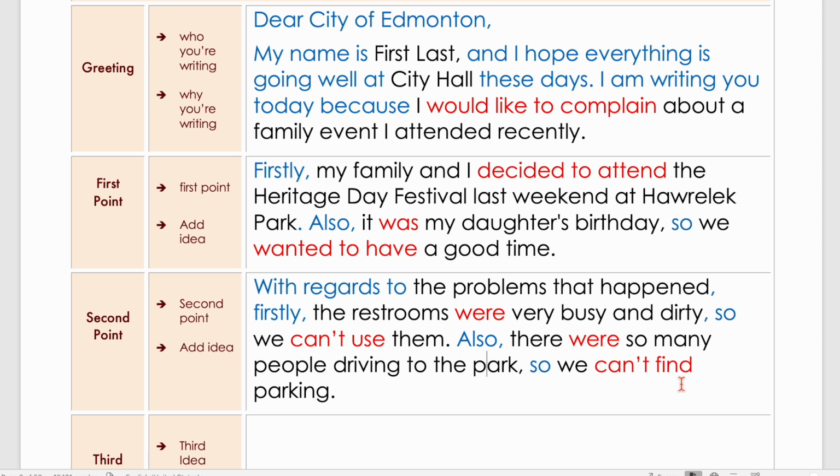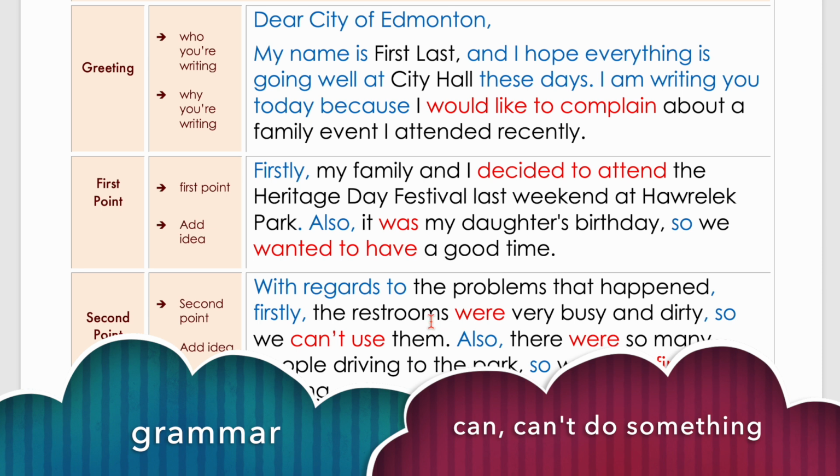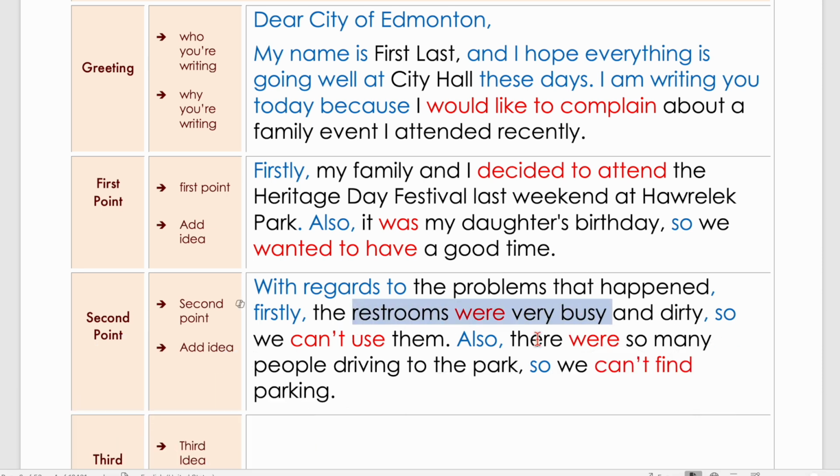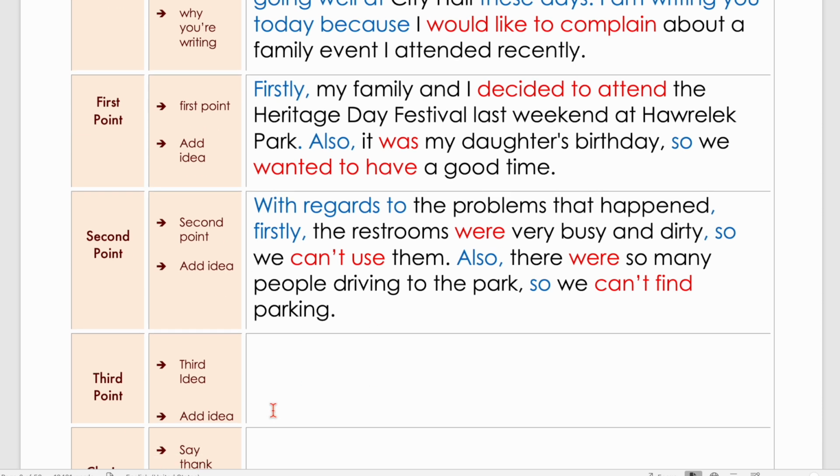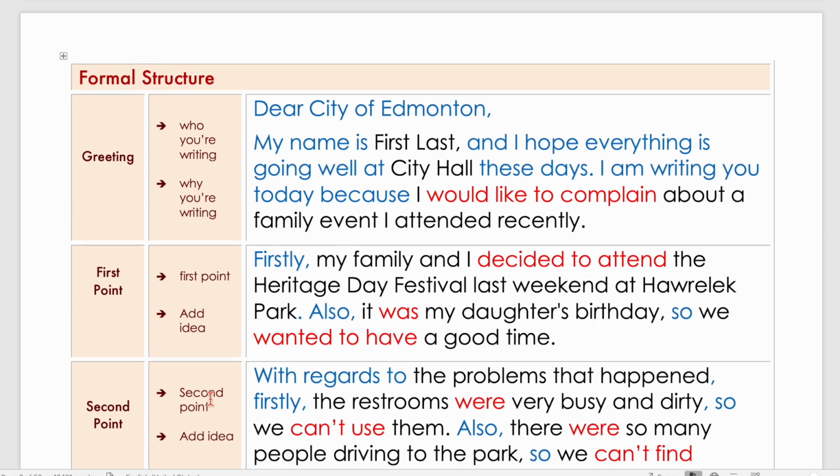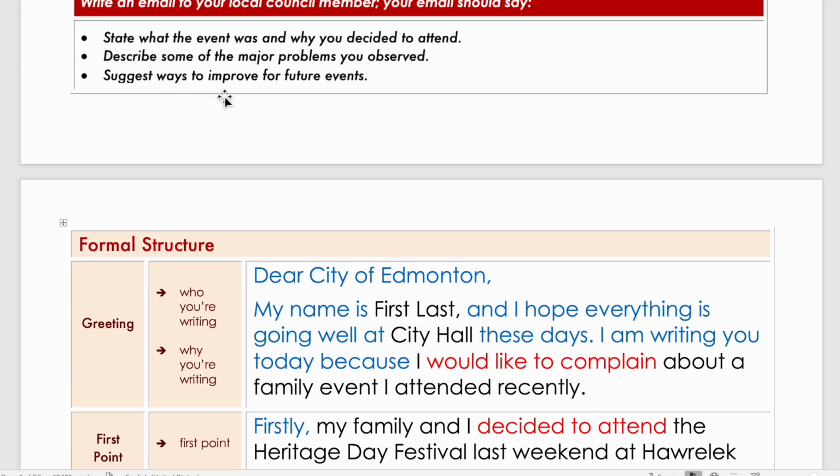Great. So let's make sure before we move on that we answer the question. Did we answer the questions about the problems? Yes. The restrooms are very busy. We can't use them. So many people driving. We can't find parking. Very good. We did it. So let's get to the third point, third idea. Suggest ways to improve for future events. So how can we improve for the future?